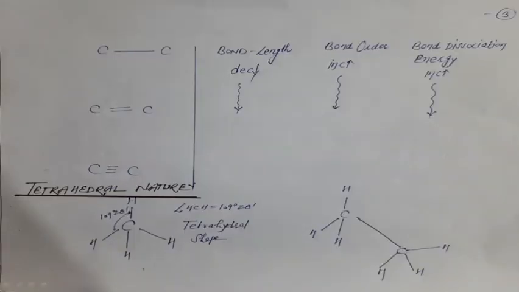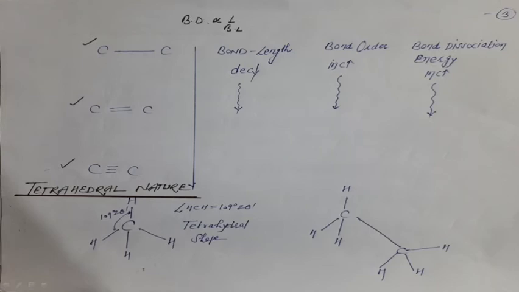Next, there are three bonds I am giving as examples: carbon-carbon single bond, double bond and triple bond. You can see that from single to triple bond the bond length is decreasing, and bond length decreasing means bond order is increasing. So with increasing bond order, bond length decreases. The relation of bond order with bond length is inverse.